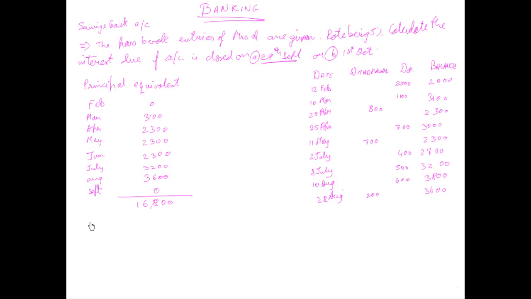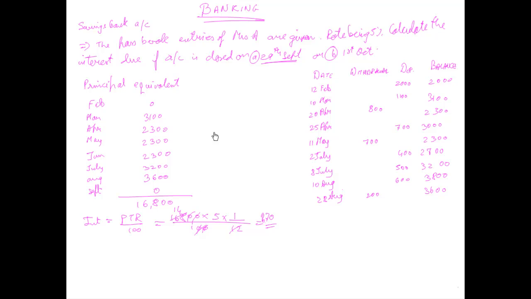So now children, we do interest equal to PTR upon 100, where time is 1 by 12. That's principal equivalent into rate, which is 5, into time, which is 1 by 12, upon 100. This cancels with this. What you're left with is 12, children. 12 will cancel with this. 12 goes in 16800 once, 48 goes 4 times. 14 times 5 is 70 rupees, children. So that's the interest due if the account is closed on 29th of September.